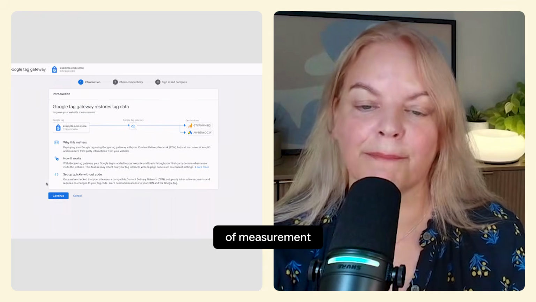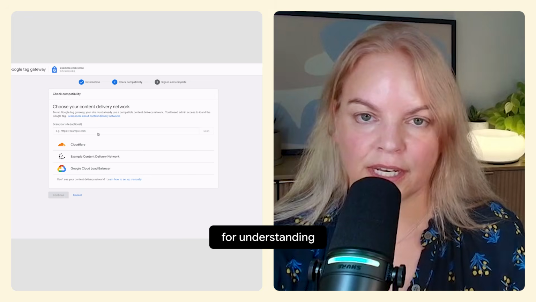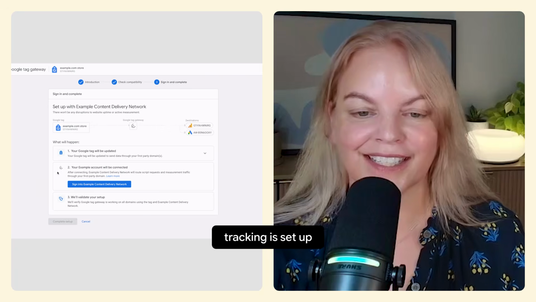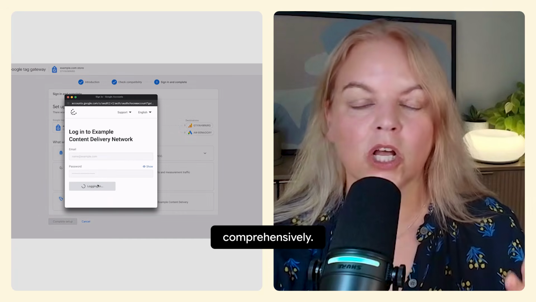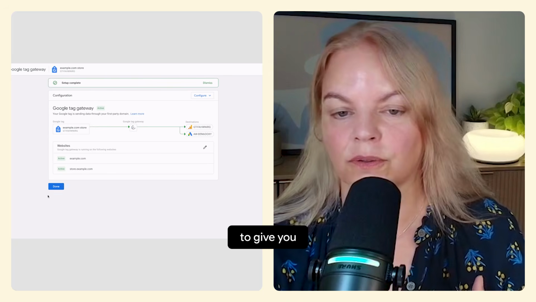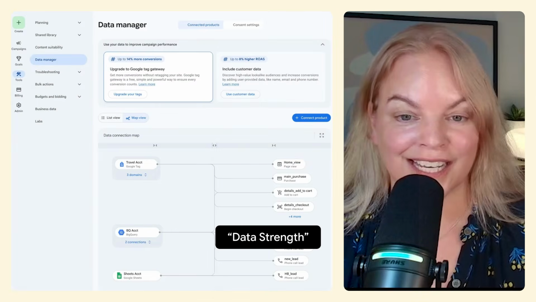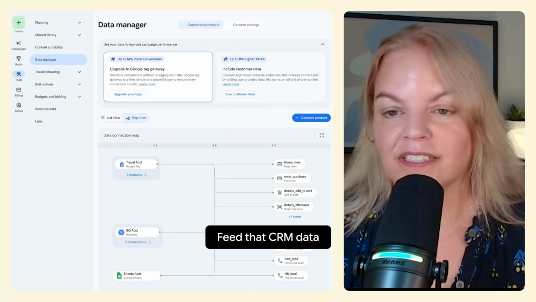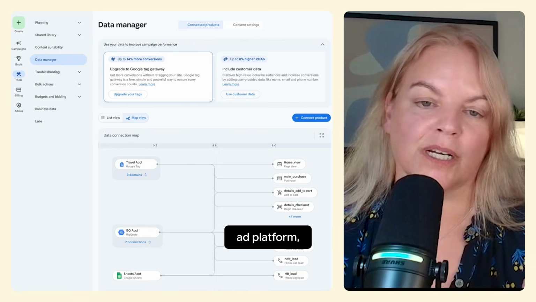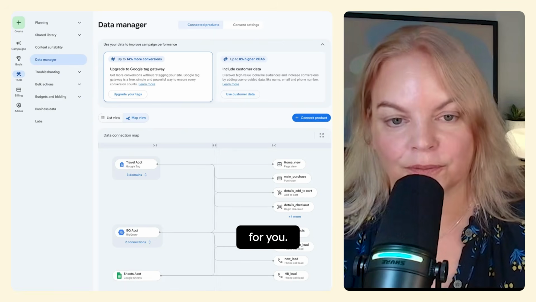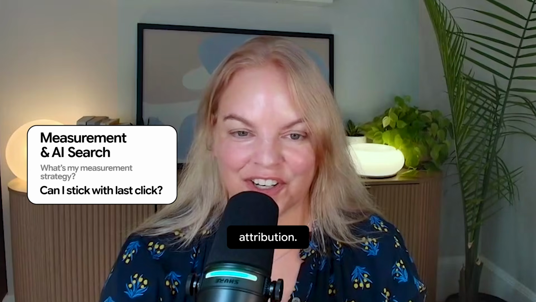In terms of measurement strategies for understanding these intent signals, I would emphasize the fundamentals. Ensure conversion tracking is set up properly, comprehensively. Look at implementing Google Tag Gateway and enhanced conversions to give you more robust visibility into your conversions. Build out what we call data strength by bringing in any offline conversions via Data Manager. Feed that CRM data back into the ad platform so that the AI learns which contexts produce the highest value customers for you. Ditch last click and use data-driven attribution.